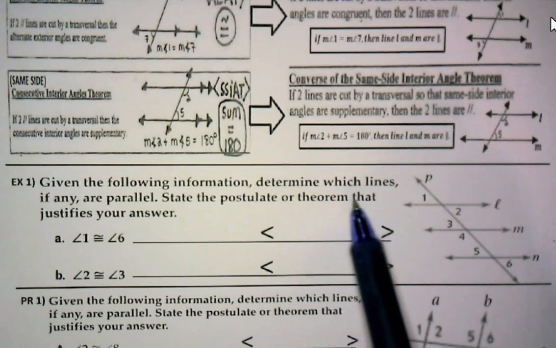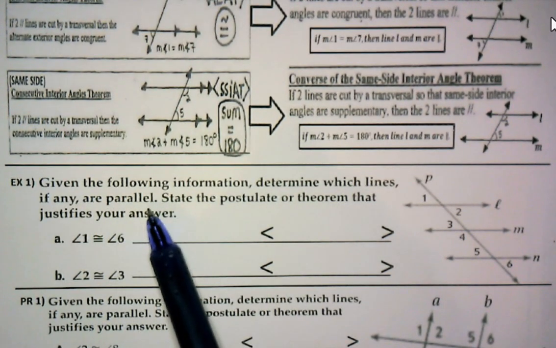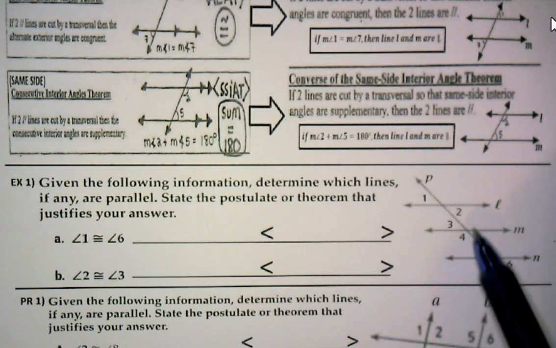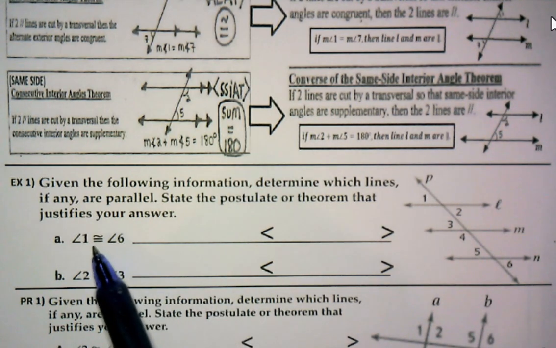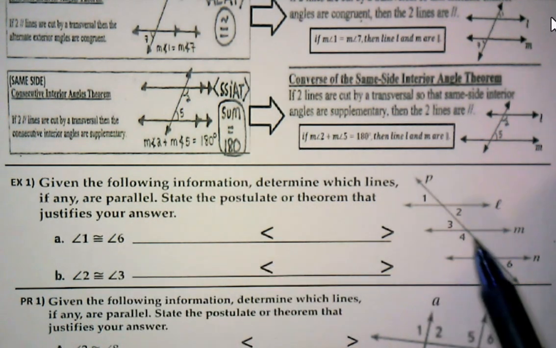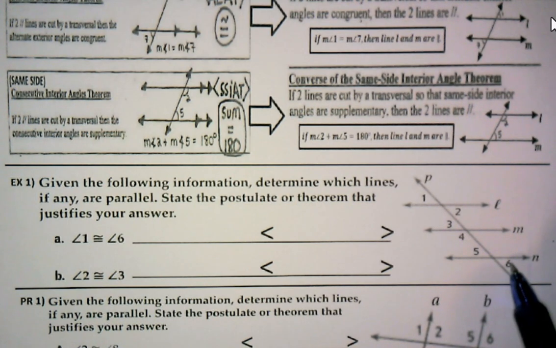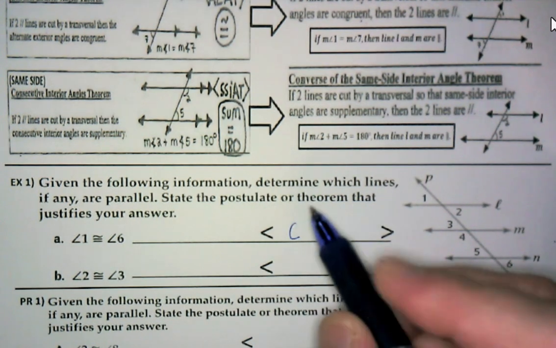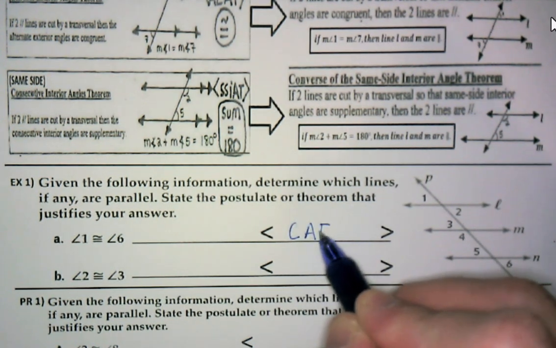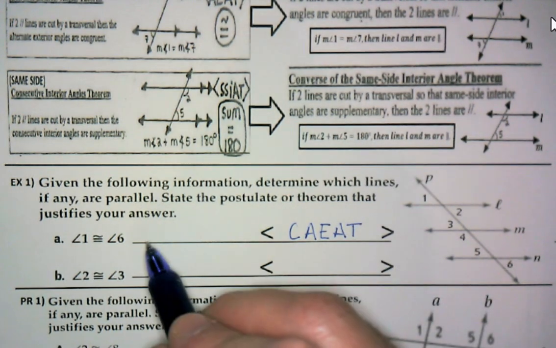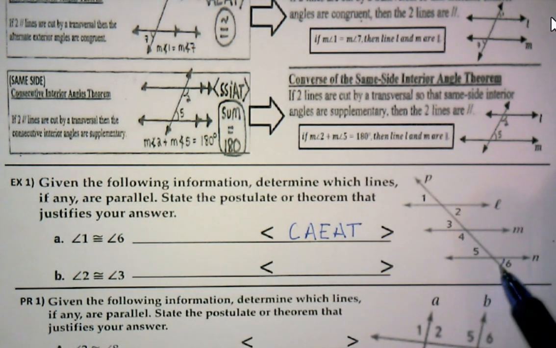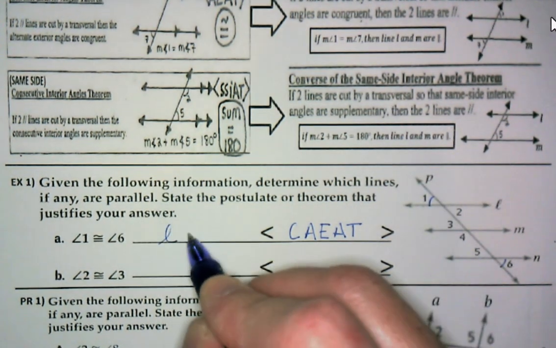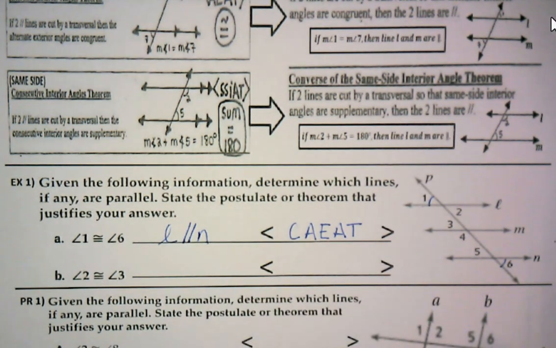Given the following information, determine which lines, if any, are parallel. State the postulate or theorem that justifies your answer. So let's say I have this drawing right here, and let's say I have angle 1 congruent to angle 6. Well, 1 and 6 are alternate exterior angles. So because they are equal, I can use the converse of the alternate exterior angle theorem. And I can conclude that, if you notice right here, these are the two lines, L and N. So L is parallel to N.